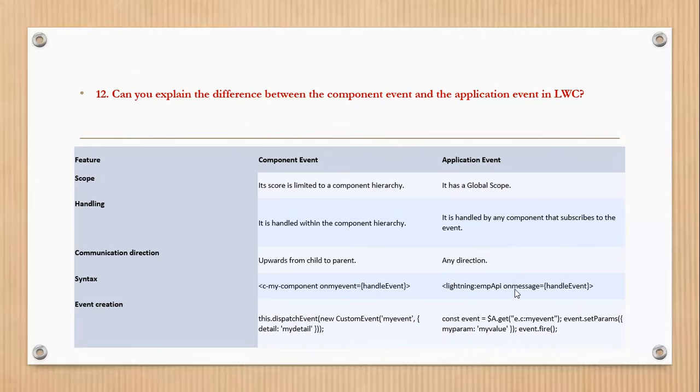EMP API on message equal to handle event and close. Const event is equal to get e.c.myEvent, and close. Is equal to event in the set of the parents. My parents is equal to my value, close event files.